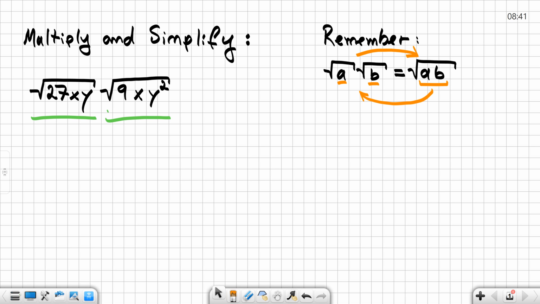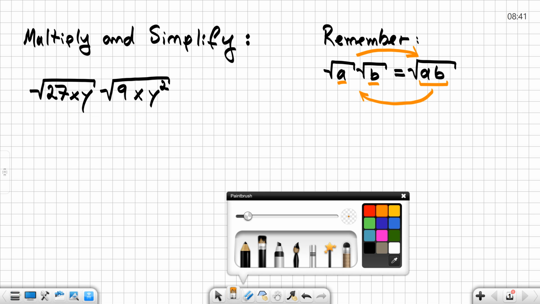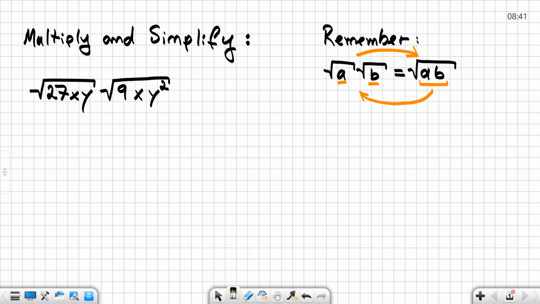So, in my first step, I am producing basically a big square root, and this is going to be the square root of 27xy times 9xy squared. So I will multiply these two expressions underneath the radical sign, now using my rules for exponents.